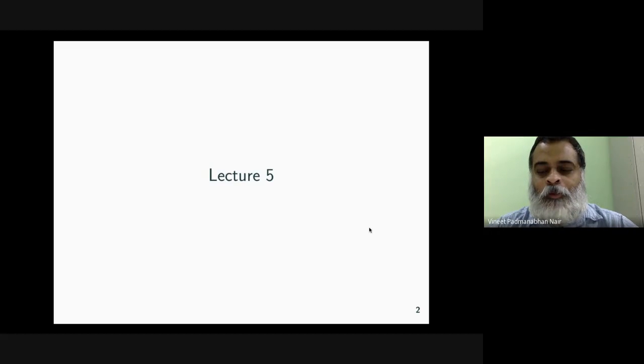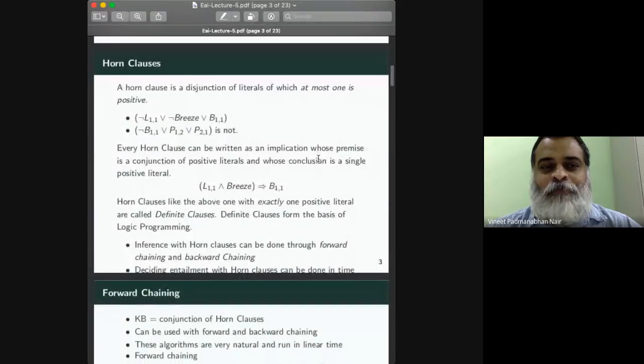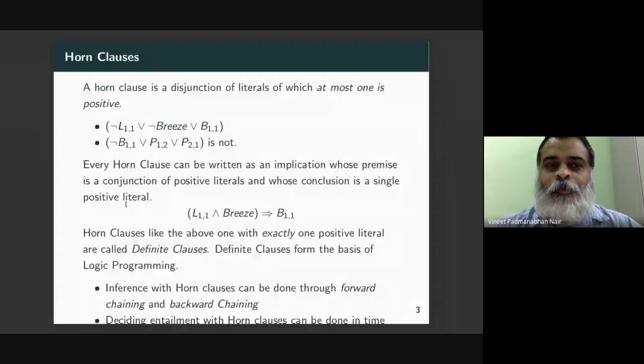So today probably we'll extend a bit and see something called clausal forms, and these are important to learn because they form the basis of logic programming, or probably the programs which you are going to write. So I'll start with something called horn clauses. So let us see what this horn clause is.